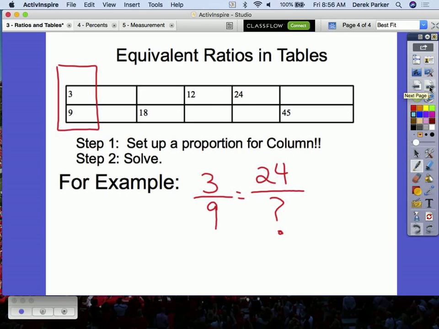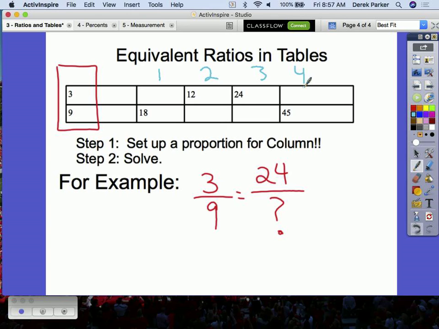Now, dealing with equivalent ratios and tables, it looks complicated, but it is not complicated at all. So, as you can tell, I have that 3/9 boxed off. That is going to be my first fraction no matter what. That is what I'm using every single time. And I'm going to look at each column, 1, 2, 3, 4. Those are my 4 different problems in this table.